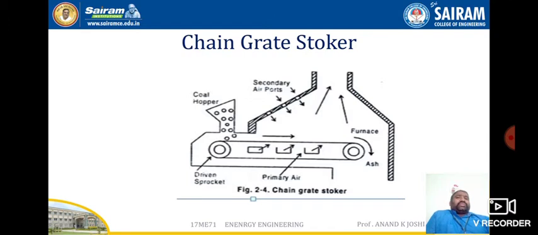In the traveling grate stoker, the chain grate is replaced by grate bars that support the burning fuel. The grate is also inclined towards the furnace, and the fuel movement is accomplished and controlled by vibration of the grate. So this is how the chain grate is going to work. And further, next we are going to discuss the spreader or sprinkler stoker.